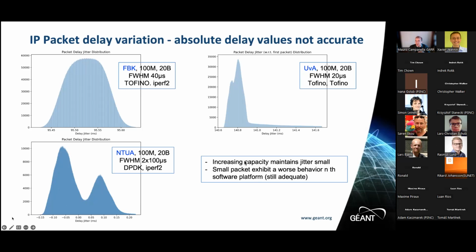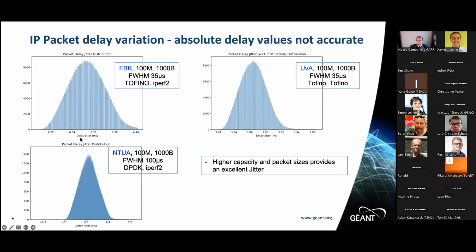So if you increase capacity, jitter remains quite small in many cases. Small packets exhibit a worse behavior if you generate small packets in software, because the overhead of generating a lot of small packets in software is higher. If you generate 1,000 byte packets, the number of packets per second, if you keep the total capacity the same, is much lower, but it's still adequate. This is what we discovered.